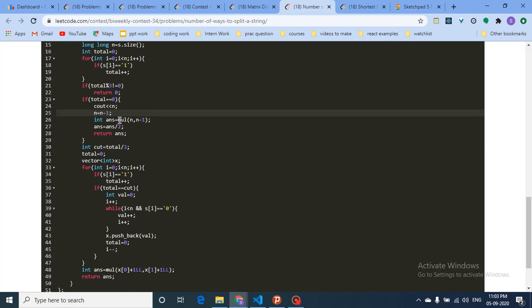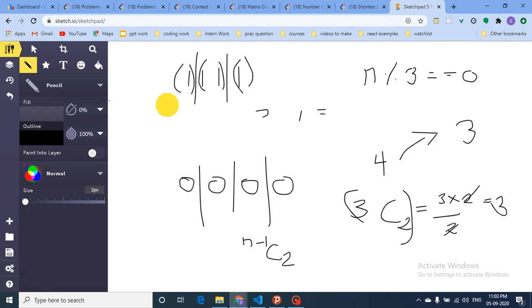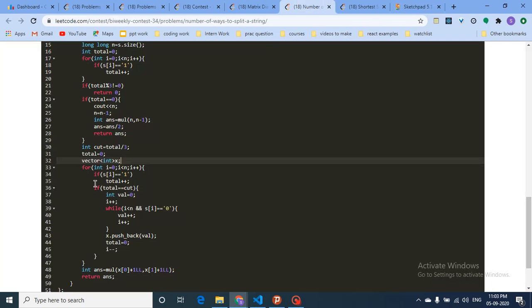Else, if this is not the case, we will find out the cut value. What is the cut value? It is 3. Then we will make a vector and iterate over the sequence which we are given. If we find a 1, we'll increase our total. Whenever our total is equal to cut, it means we are iterating from left to right and have seen cut number of ones, so now we have to do 1 cut.